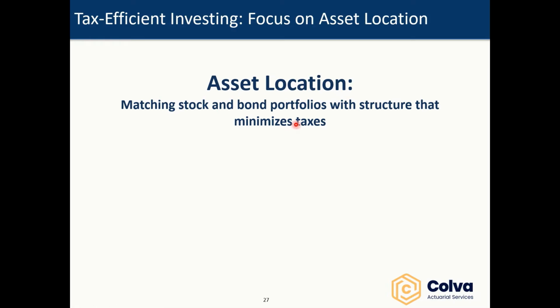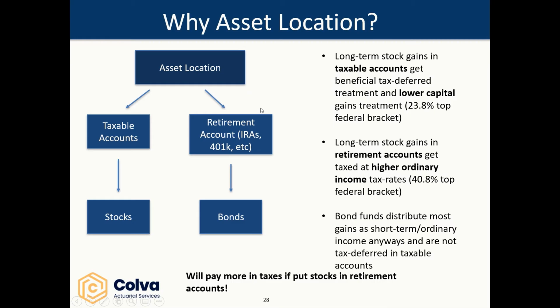So let's talk about asset location, which is just about matching stock and bond portfolios with the structure that minimizes taxes, right? You want to minimize taxes. So by and large, what asset location means is that in your taxable accounts, you want to hold stocks, because of preferential treatment. Retirement accounts, we're talking mainly your traditional IRAs, your 401ks, et cetera, you want to hold mainly bonds. Again, these are long-term strategies.